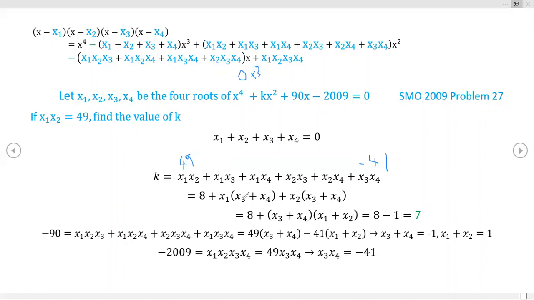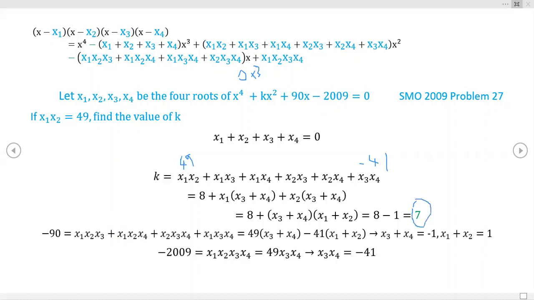You'll see that it's kind of cool. X sub 3 plus X sub 4 is a common binomial factor. We know that X sub 3 plus X sub 4 is minus 1, and then this is 1. So you get 8 minus 1, and voila, there's your answer. Well, that's pretty cool. It's a nice problem.